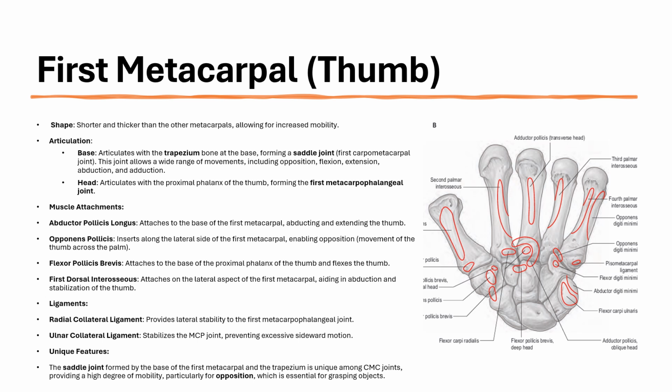A unique feature of the first metacarpal is that it forms the saddle type of joint by the base of the first metacarpal and the trapezium, among all the CMC, or carpometacarpal, joints. Due to the saddle joint, it also provides a high degree of mobility, particularly for opposition, which is essential for grasping objects.